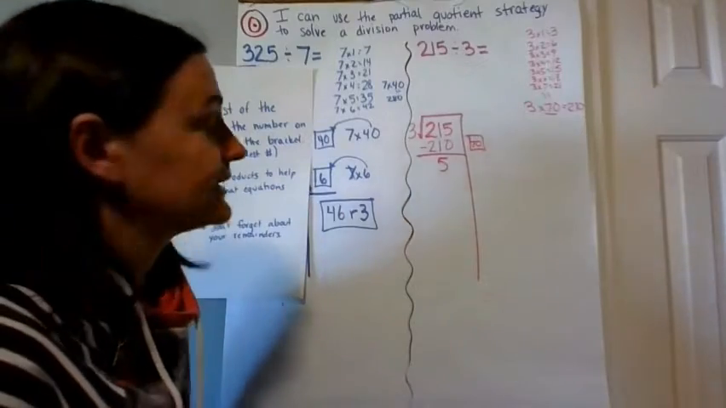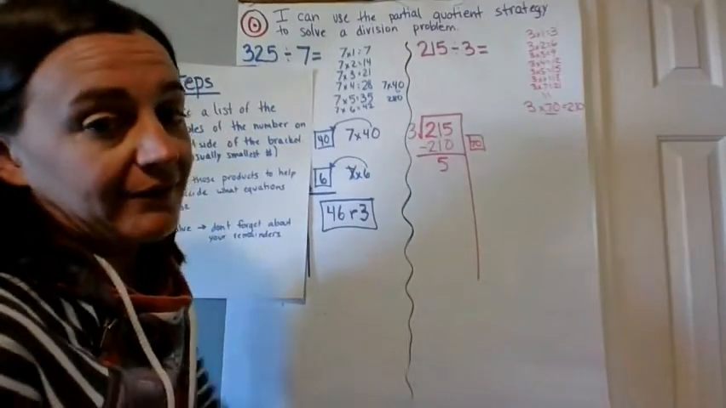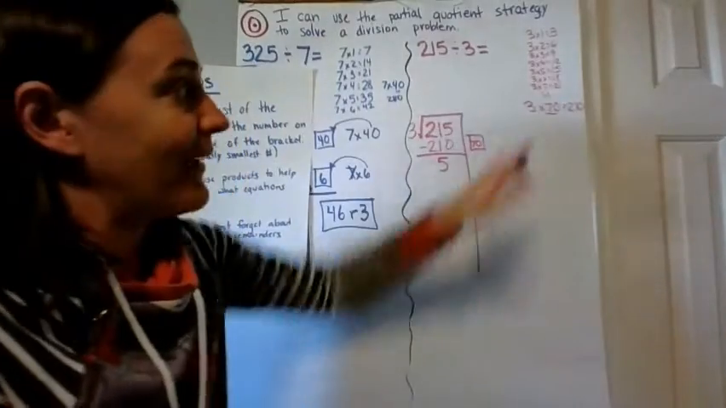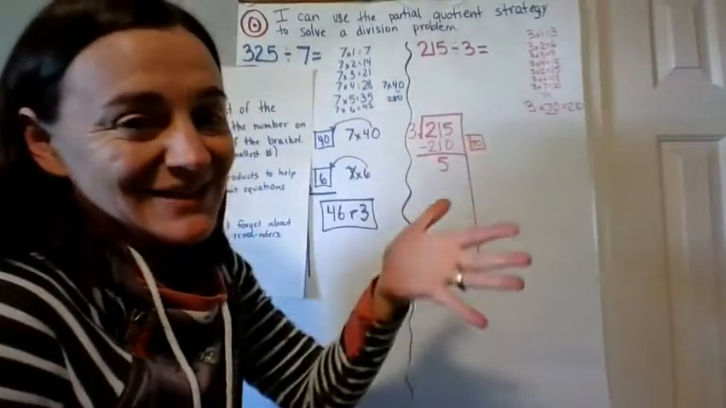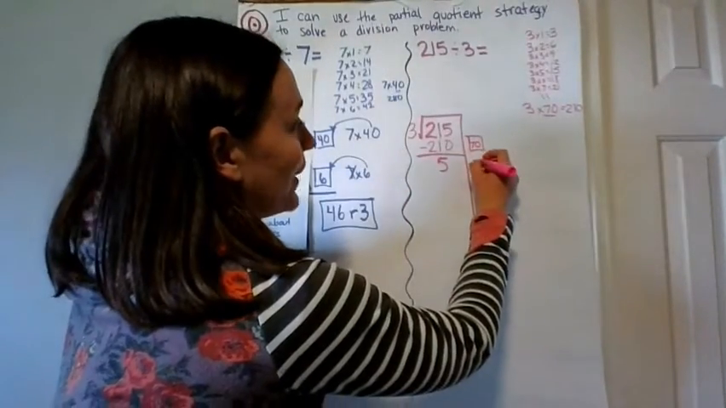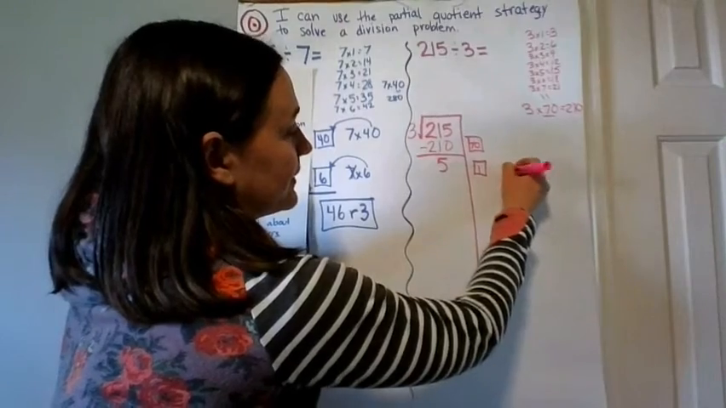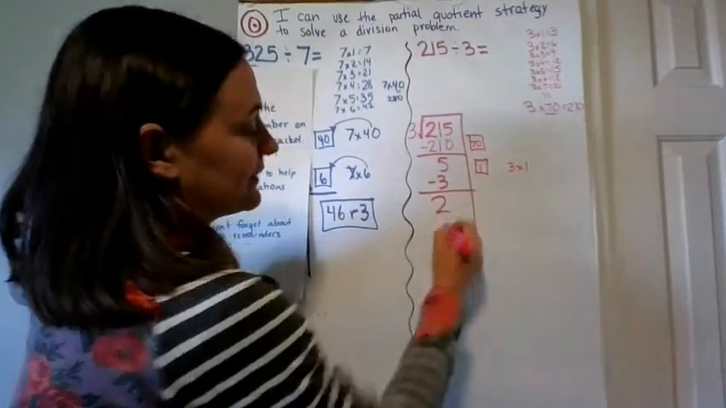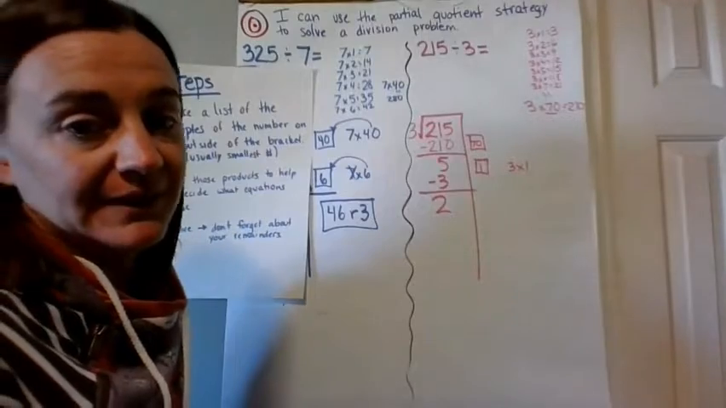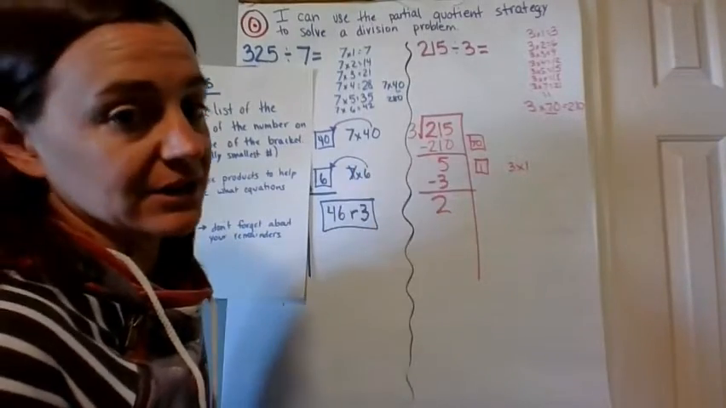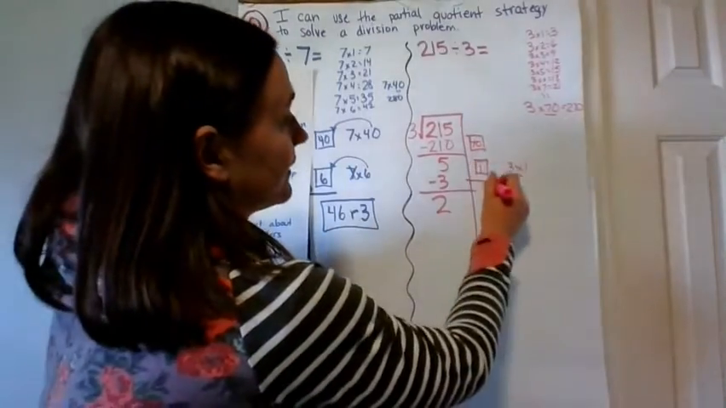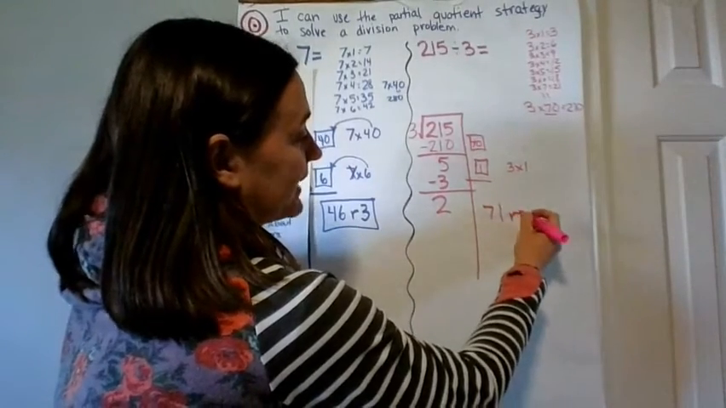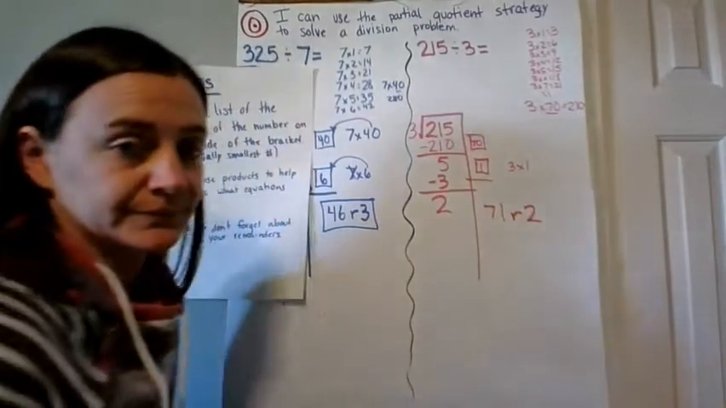All I'm left with is 5. So super fast, I know that 3 can go into 5 one time because I see that 3 times 1 is 3. The next factor, 3 times 2, is 6. That doesn't work. So I'm just going to do one more 3 from 3 times 1. I'm going to subtract 3 and have 2 left. Can't do anything with a 2 and a 3. 3 cannot go into 2 evenly. So I have 71 with a remainder of 2.